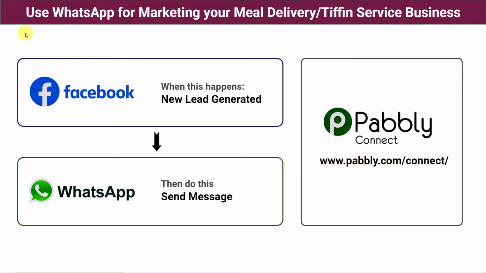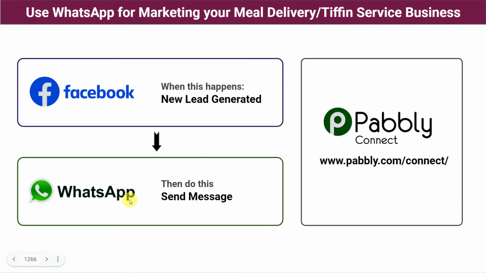Hello everyone. In this video, we are going to learn how to use WhatsApp for marketing your meal delivery or tiffin service business. So let's take an example that you have a meal delivery or tiffin service business. You have created a Facebook page to advertise your business and you are running Facebook lead ads on that page. So whenever someone clicks on those ads, a Facebook lead ad form will get open. Now, you want that whenever that Facebook lead ad form is filled by a customer, your meal delivery or your tiffin service brochure should be sent on the WhatsApp number of the customer.